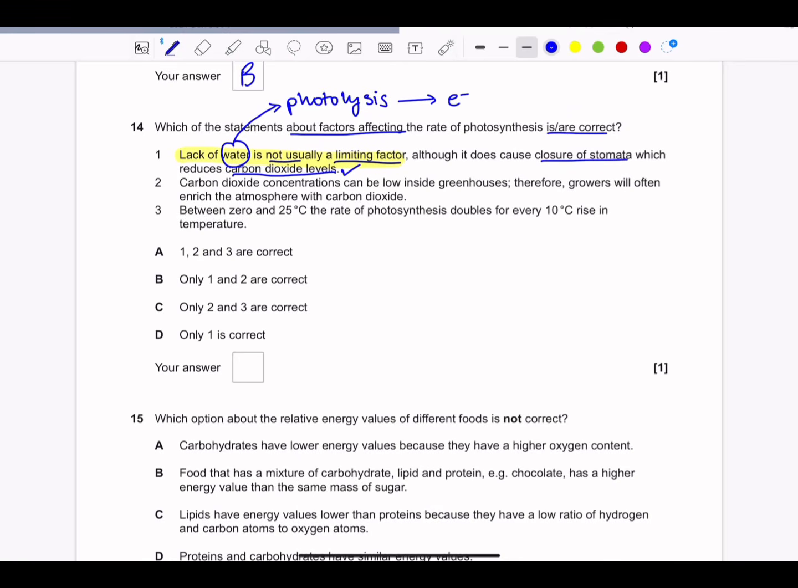The second statement is carbon dioxide concentrations can be low inside greenhouses, therefore growers will often enrich the atmosphere with carbon dioxide. Yes, that can be done because greenhouses are made so that you can control such factors.